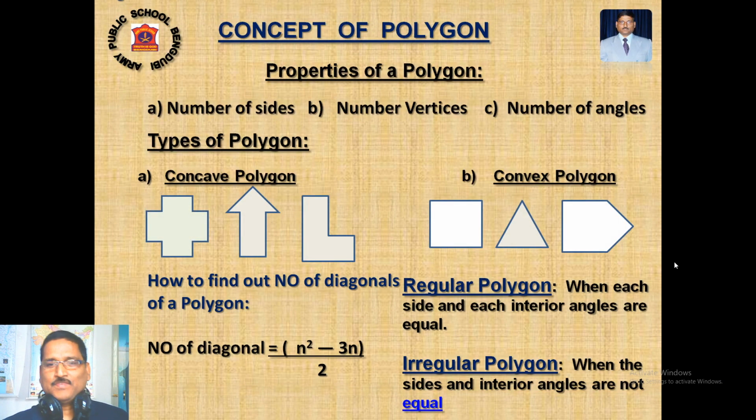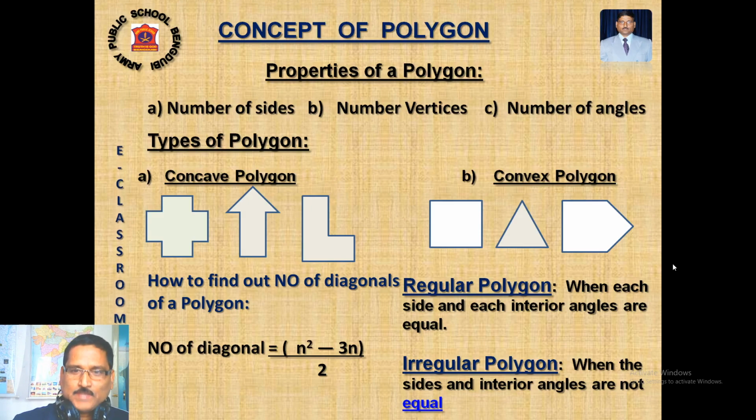I think you have clearly understood what is said. What is a polygon, what will be the shape of a polygon, what will be the types of polygon, everything is clear. Only a little bit of correction. He said regular polygon when the interior angles are equal, but it is not like that. Interior angles and each side should be equal, then only it will be a regular polygon. Understood? Coming to next.